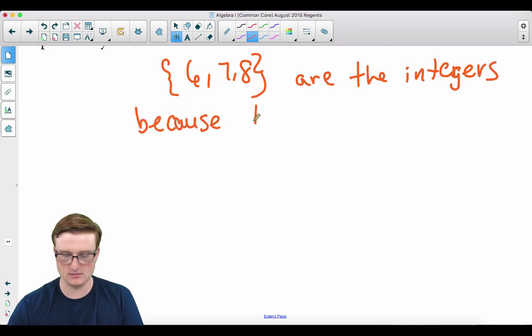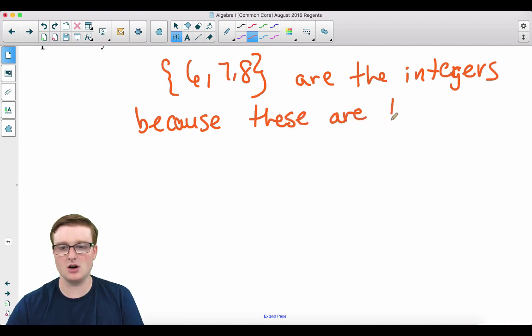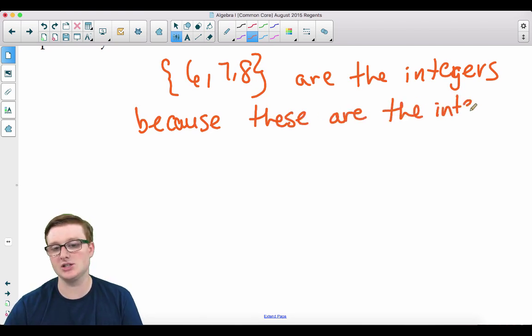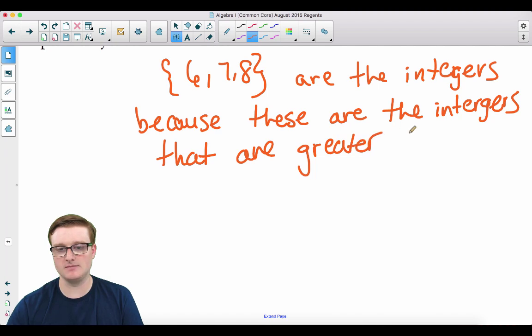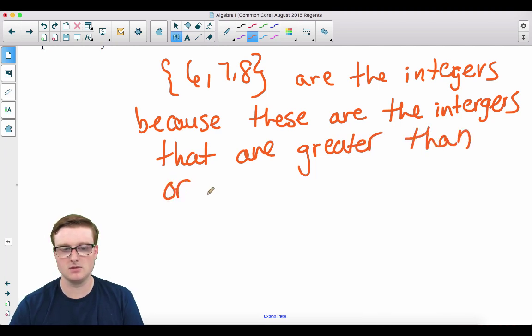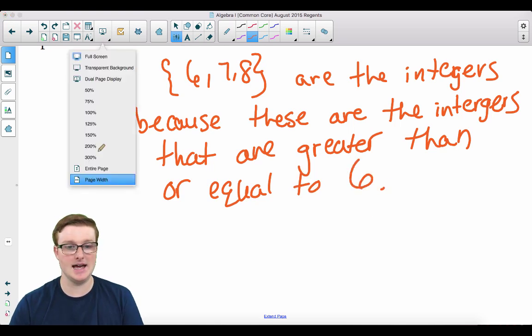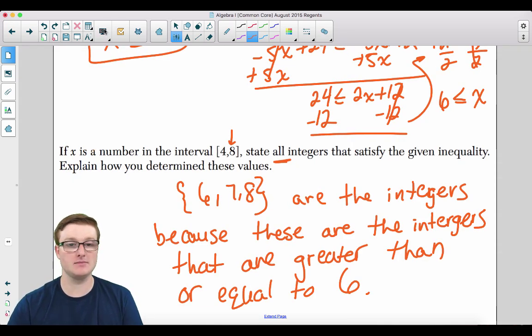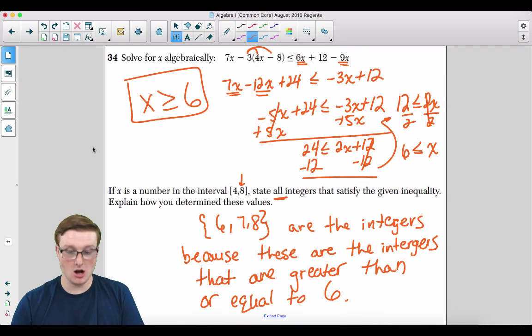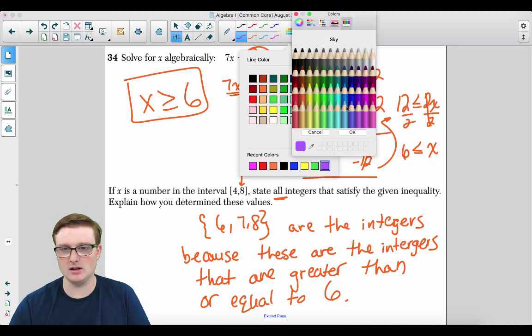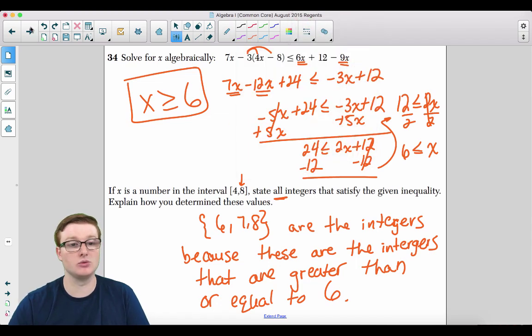Because these are the numbers, or sorry, I should say integers, because these are the integers that are greater than or equal to 6. And that is it. That's how you do it. You are all done. Entire page. There we go. Okay. 35. Let me change the pen color here. Ooh, nice maroon. All right, 35.